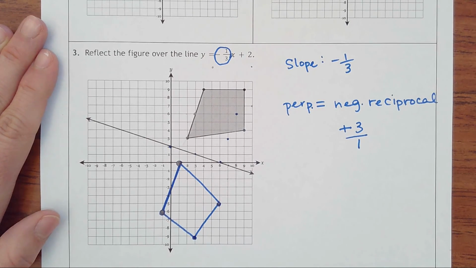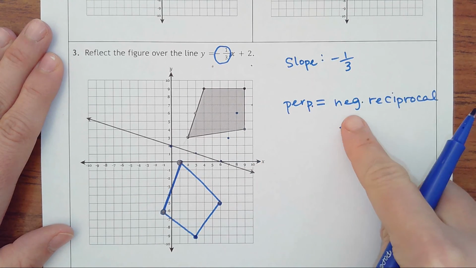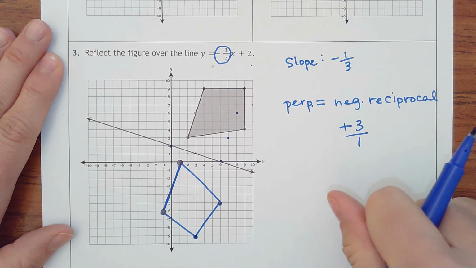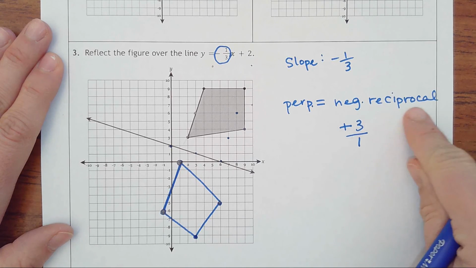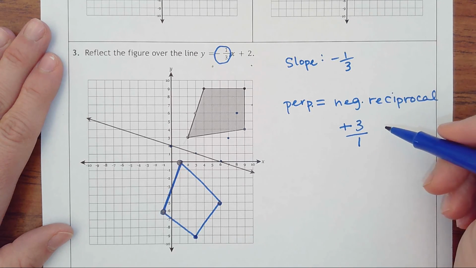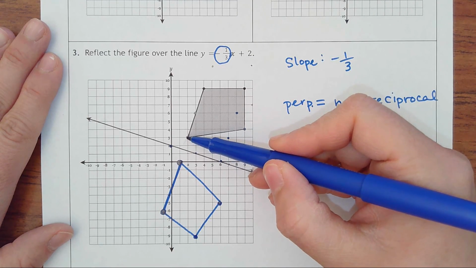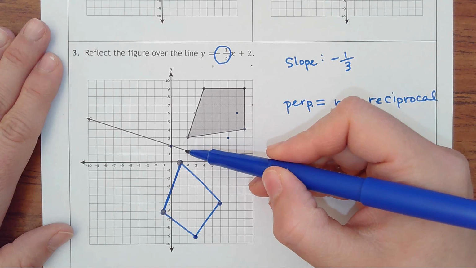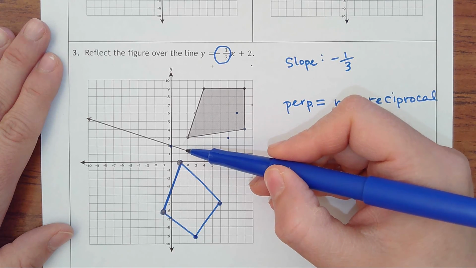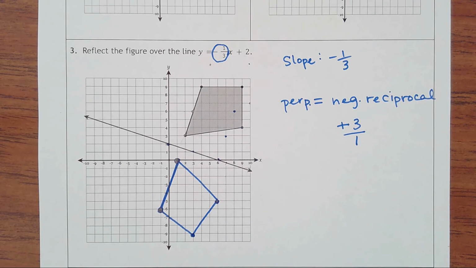So again, repeating those steps, you'll pick out what the slope of the line is you're reflecting over. You need to negate it, meaning if it's positive, make it negative. If it's negative, make it positive. And then reciprocate it, meaning flip the fraction. That's the new slope that you're using as your pattern. And however many times it takes you to get to the line of reflection, you need to do that same amount of times under or over that line of reflection.